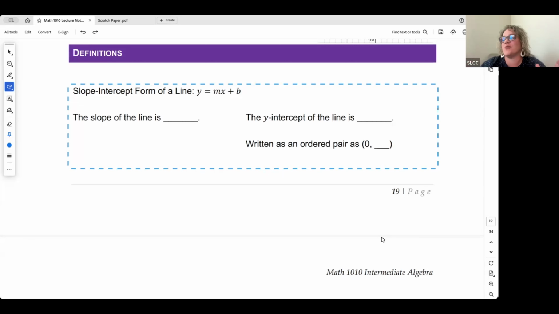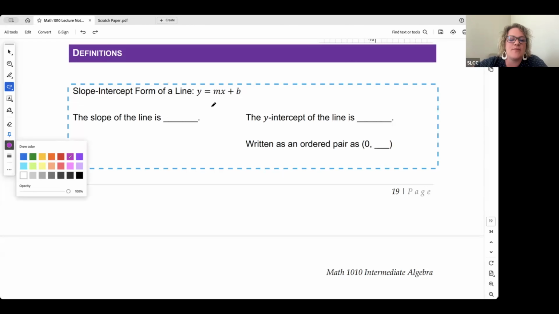The slope-intercept form is one of the math nerds' favorites. They love it because it gives us a lot of good information when we utilize it to model the world around us. We notice that y equals mx plus b, where the slope is m and the y-intercept is b. So you write the y-intercept as an ordered pair 0, b.